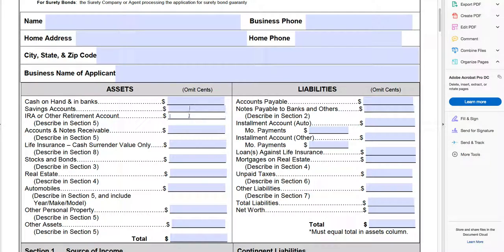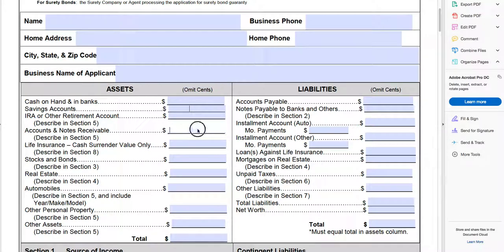Okay. The third description here is the IRA or any retirement account that you have. This includes 401k accounts, any kind of restricted retirement accounts you want to put in here. Another thing worth mentioning is it's important to omit the cents. So just round it up to the nearest dollar.